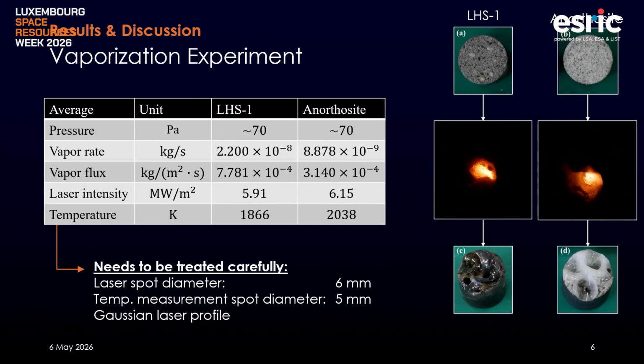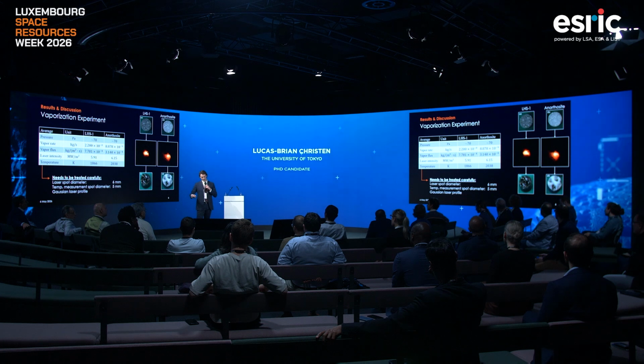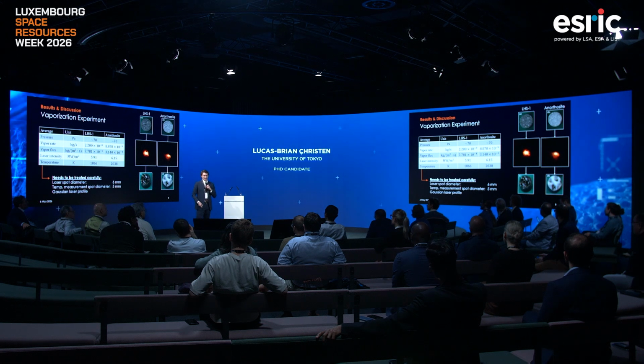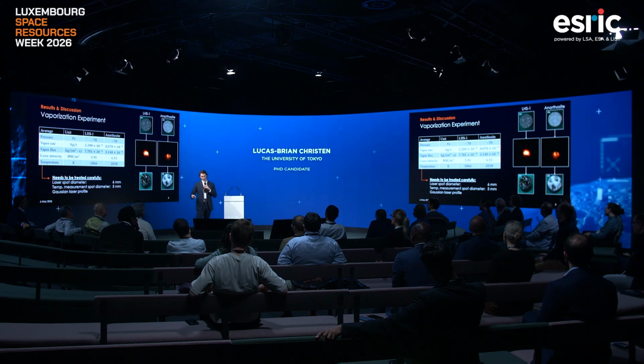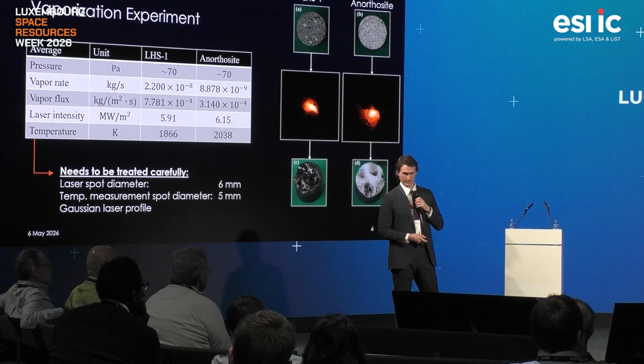Additionally, we have to treat these values a little bit carefully because the laser spot diameter in this experiment was 6 millimeter. The temperature measurement was at around a 5 millimeter spot. And because the laser has a Gaussian profile, the temperature distribution is non-uniform, and that is not accounted for in this data.